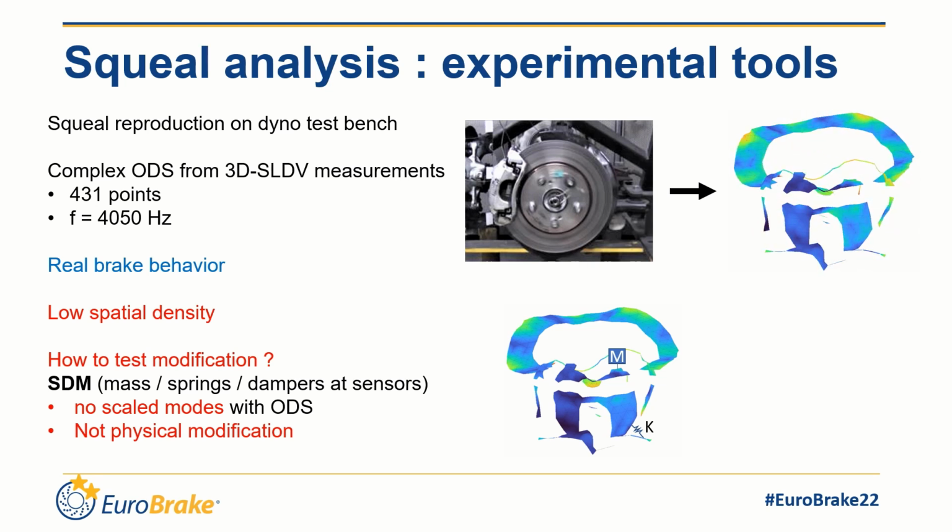To work directly on test data, we could think of the historical structural dynamics modification techniques, called SDM techniques, which allow to add mass, springs, or dampers at sensor locations. But these techniques need scaled modes, which is not available with ODS, and it is difficult to translate the local modifications at sensors to physical modifications of the real brake system.